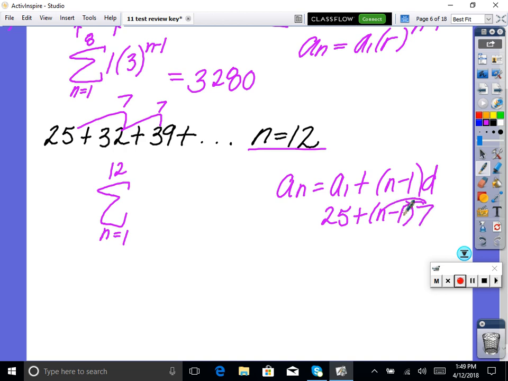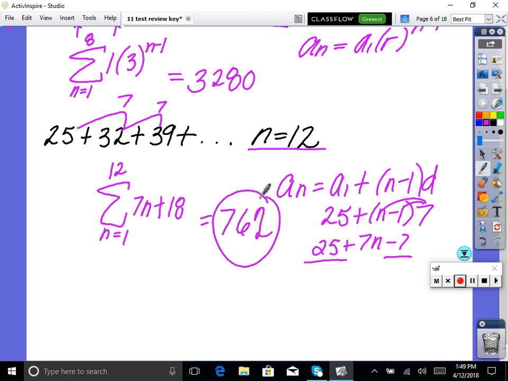You would take the 7 in. So that would be 7n minus 7, 25 plus 7n minus 7. So then we would have 7n plus 18, because 25 minus 7 is 18. And then you could just type it into your calculator, and if you do, you get 762. That would be the sum.